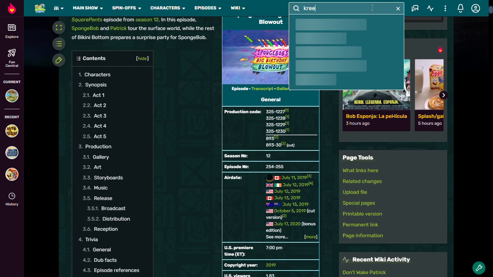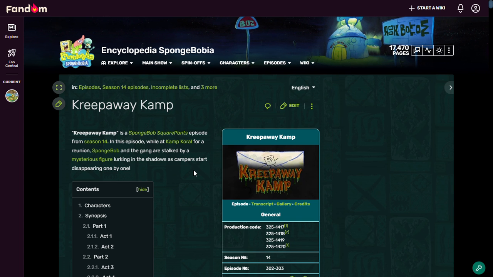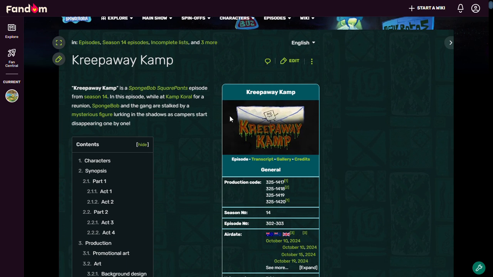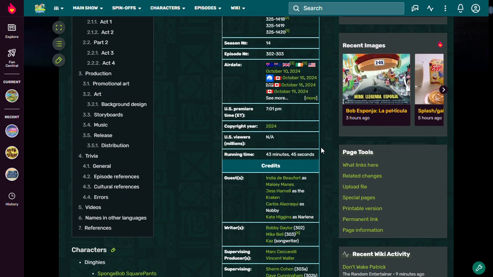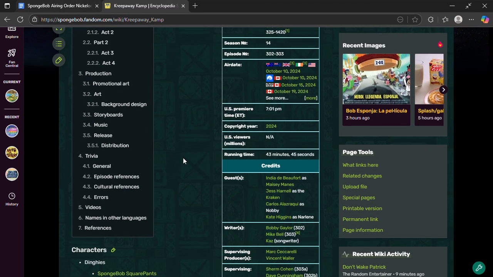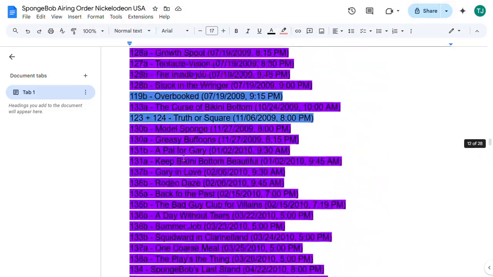Same thing with Creepaway Camp, which I assume sucks more than SpongeBob. I haven't seen a lot of SpongeBob, but I assume this episode sucks. But this counts as two episodes, both 302 and 303. However, Atlantis Square Panis, they didn't change it. It still counts as only one episode. And I don't really know how that works.